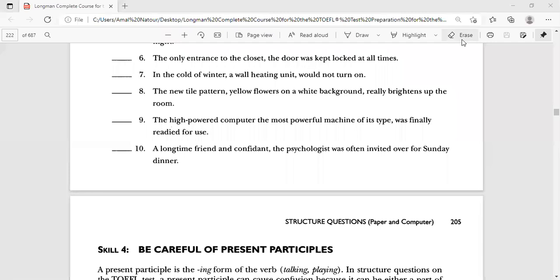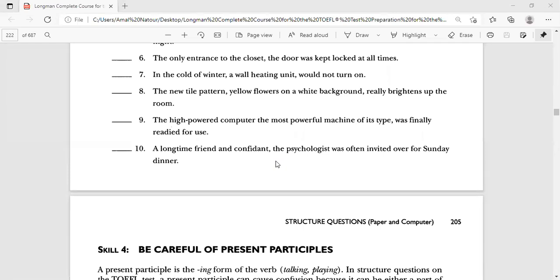Okay. Now after we finish exercise number 3, let's see skill number 4. The title of this skill is Be Careful of Present Participle. What do you mean by present participle? Present participle is the ing form of the verb. Okay, and in the structure section of the TOEFL test, present participle can cause confusion because it can be either a part of the verb or an adjective.